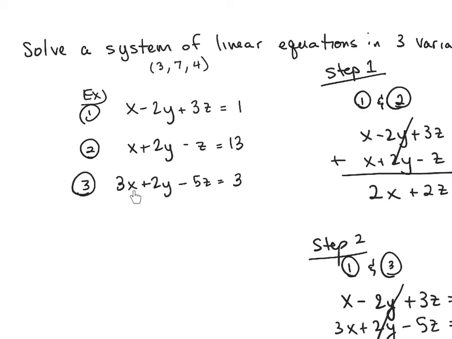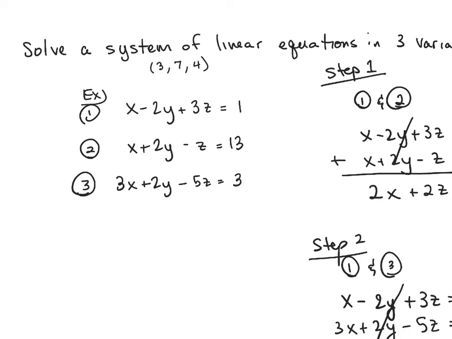And for equation 3, if x is 3, I get 9 here, and if y is 7, I get 14. So 9 plus 14 is 23. 23 minus 5 times 4 is 23 minus 20, which is 3. So it satisfies all 3 equations. It is always worth checking your solutions when you're solving systems of equations, because it's very easy to make a simple arithmetic error at some point.